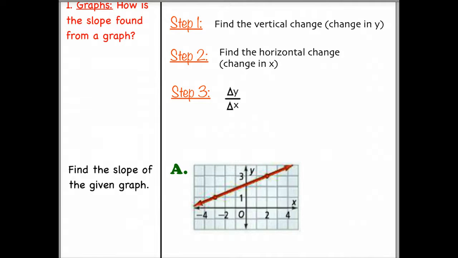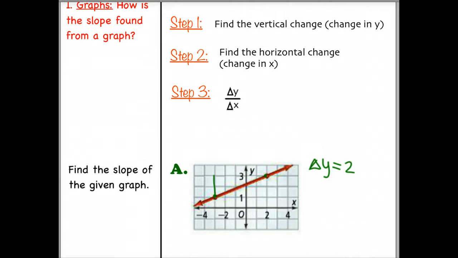So if we look at this first example and use the steps that we know how to do, we're going to find the vertical change first. So vertical is up or down, and from this point here to this point, we are going up by 2. So you can see we're going up 1, 2. So our vertical change is 2.